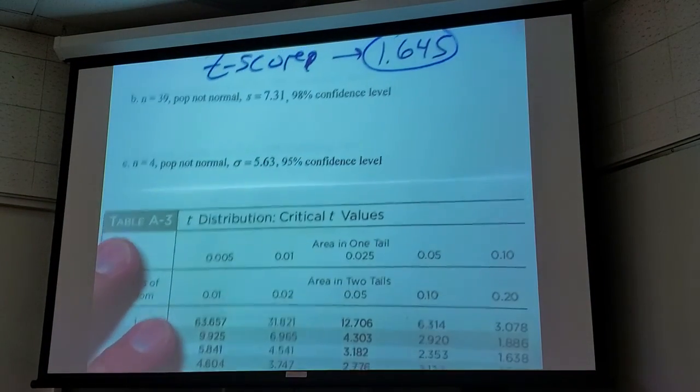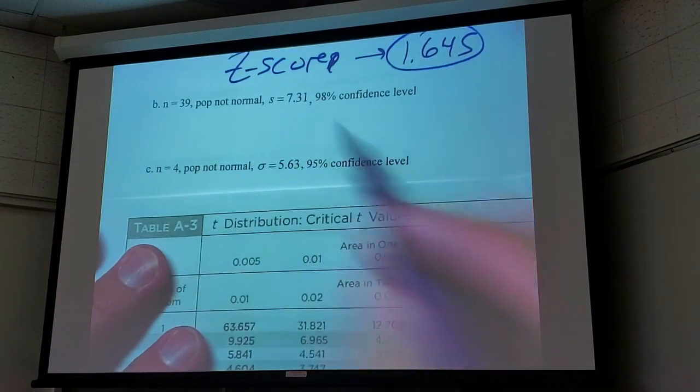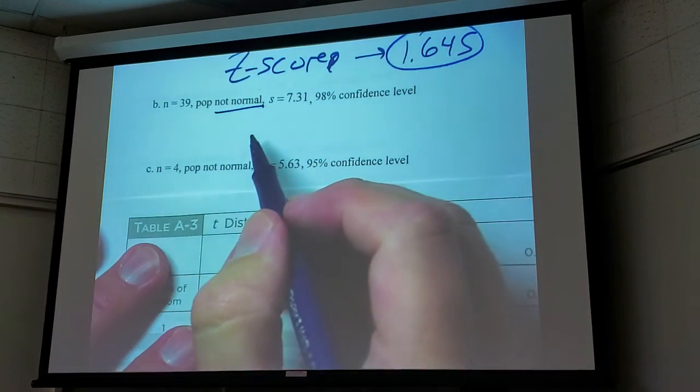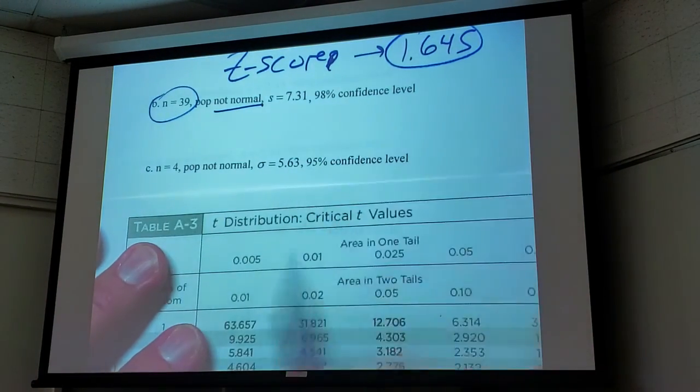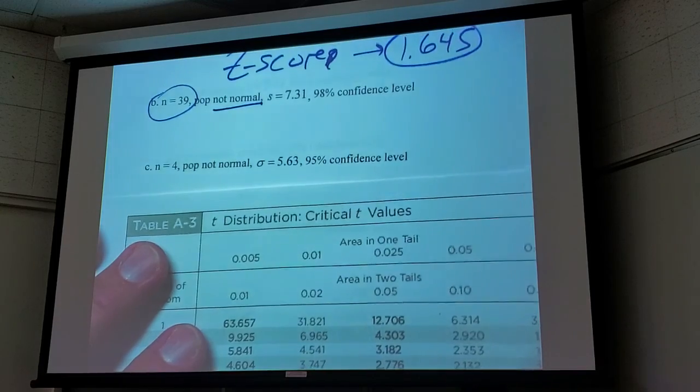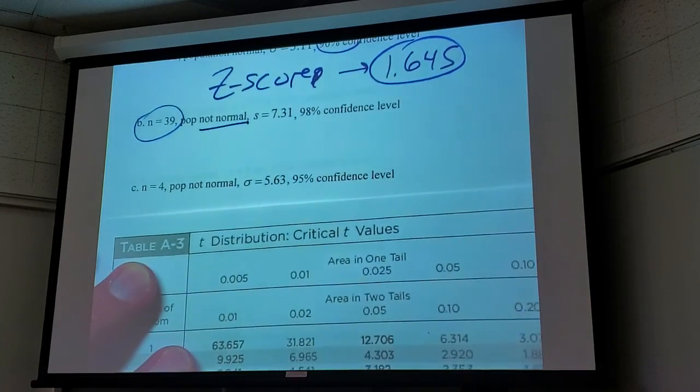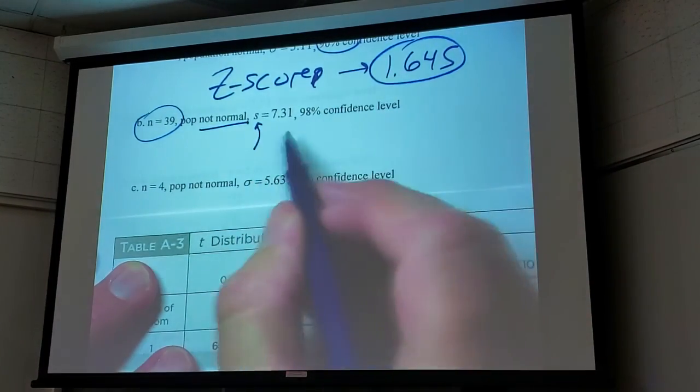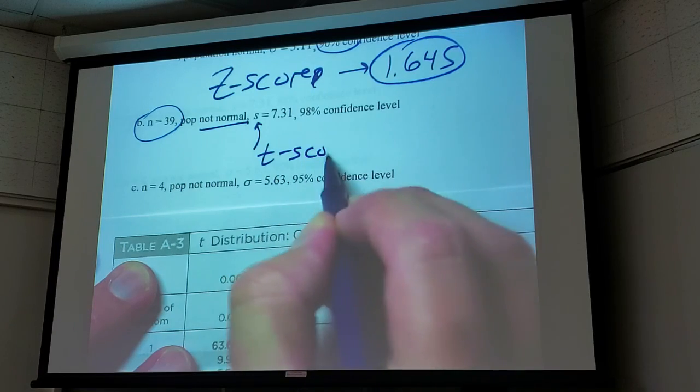What about part B? Why is it okay? It says the population is not normal, so the sample size is greater than 30. Oh, yeah, sure. So which score do I need to use? I only know S, I don't know sigma. So I've got to use a t-score.